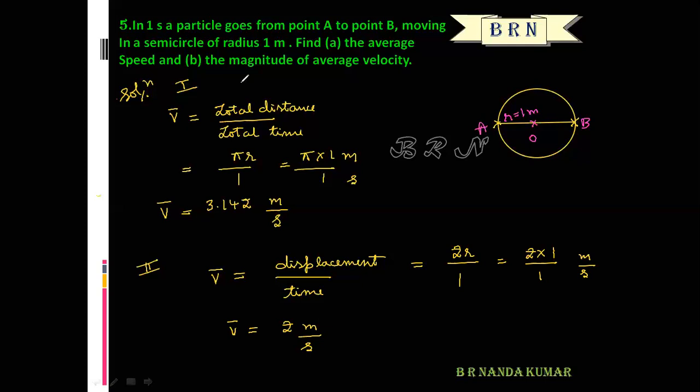So this is average speed. Average speed is 3.142 meter per second. So the average velocity is 2 meter per second.